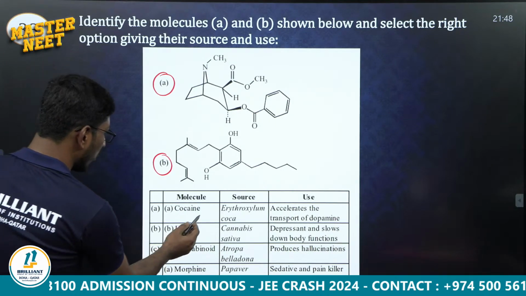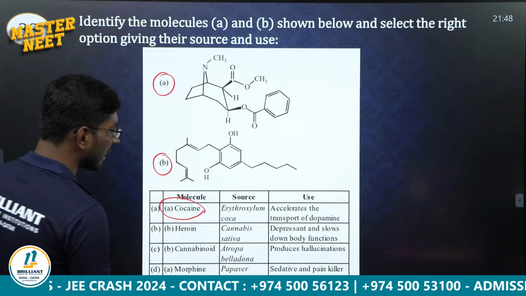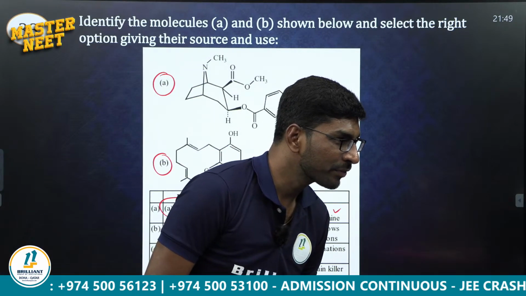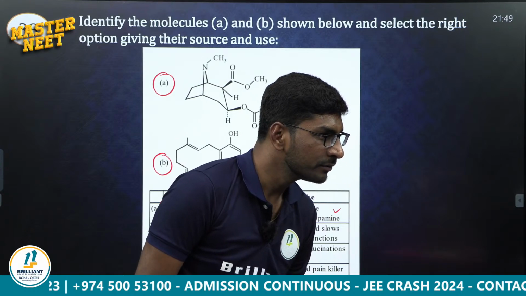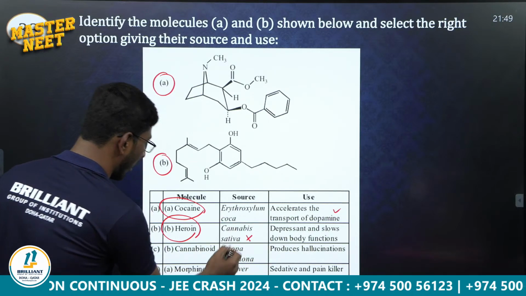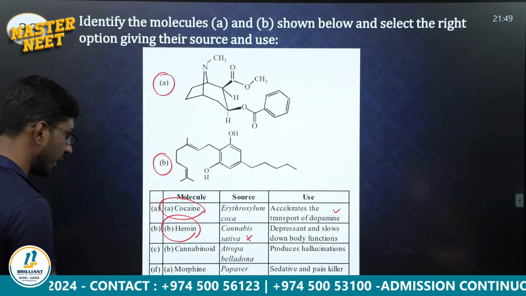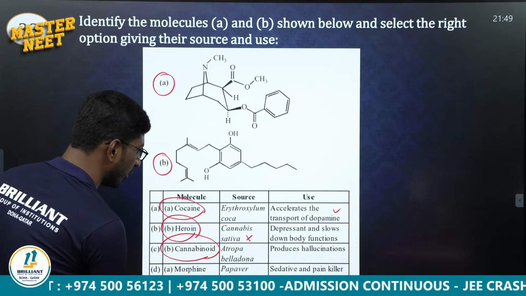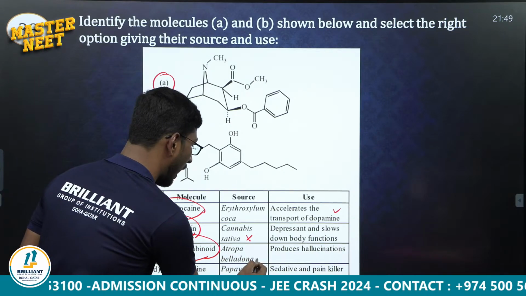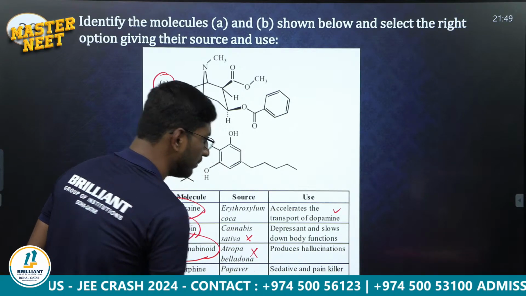So A, cocaine, Erythroxylum coca, accelerates the transport of dopamine. Okay. Next, B is cannabinoid. Okay. Now, what about the next one, heroin? Heroin is from where? Papaver somniferum. Okay, right. Cannabinoids, Atropa belladonna? Cannabinoids are from where? Cannabis sativa. Yes or no? Atropa belladonna is not the correct answer. Morphine, A, morphine, Papaver somniferum, sedative and painkiller.